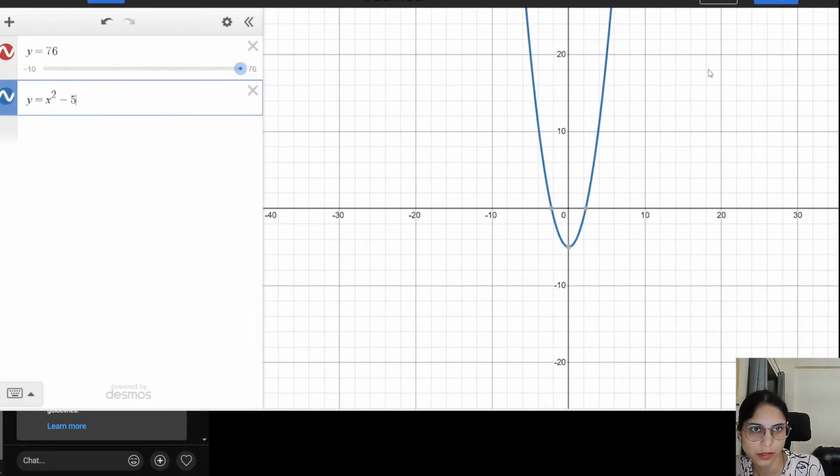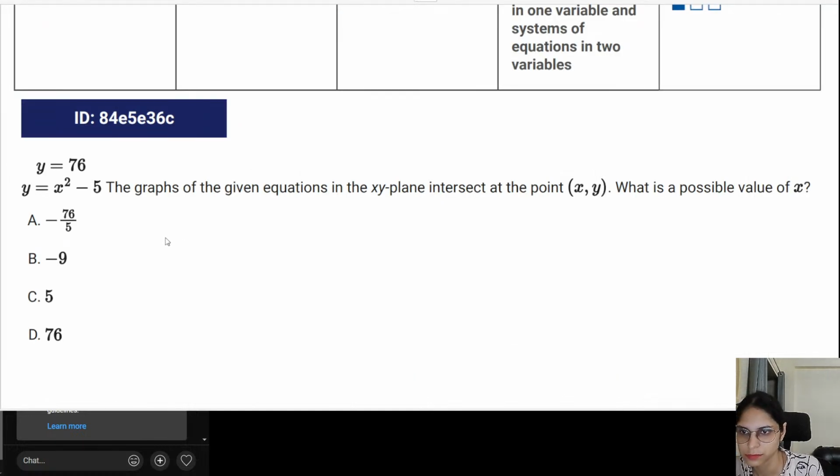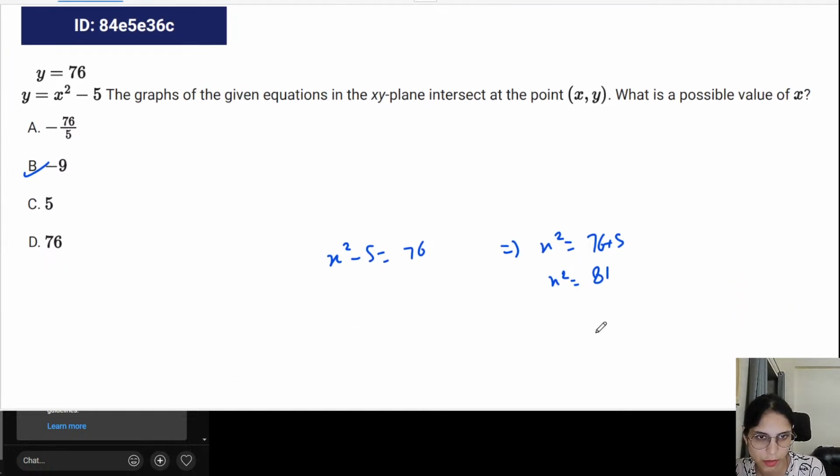Here, zoom out. You can see negative 9 and 9 are the solutions. So minus 9 is the answer. Otherwise, what you could have done: x squared minus 5 is equal to 76. You add 5 on both sides, x squared would be 76 plus 5, that is 81. So x would be plus or minus 9.